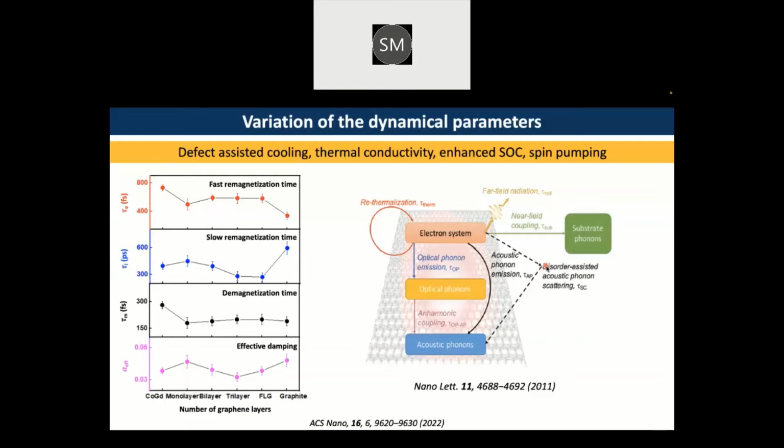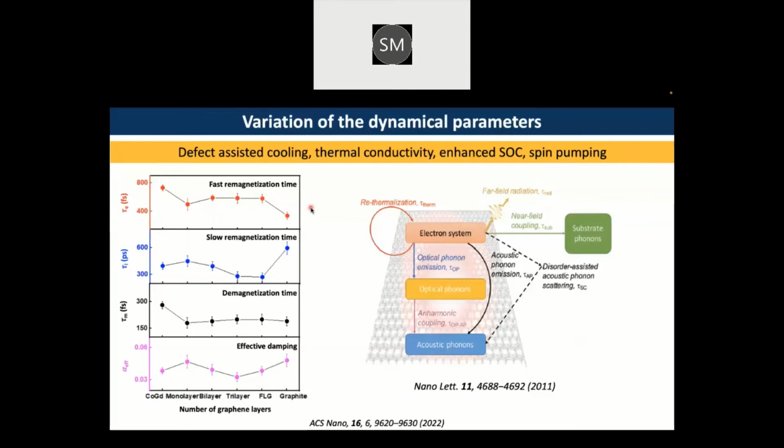On top of that, if monolayer graphene is exfoliated on a polar substrate, for example silicon oxide, then polar phonons also come into the picture. They take away the heat from the region, and this is a heat transfer at faster time scale. It is taking place between the electron and phonon, and also different quasi particles in the system. So this is the reason behind why the fast remagnetization time has decreased, or the process becomes faster.